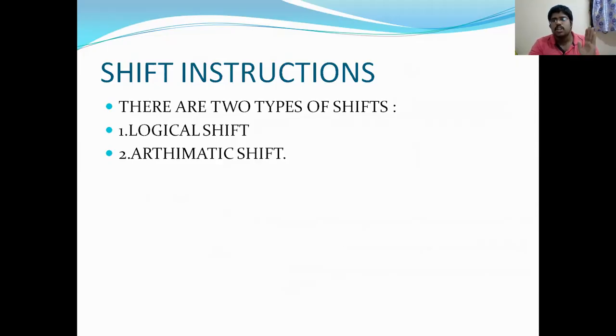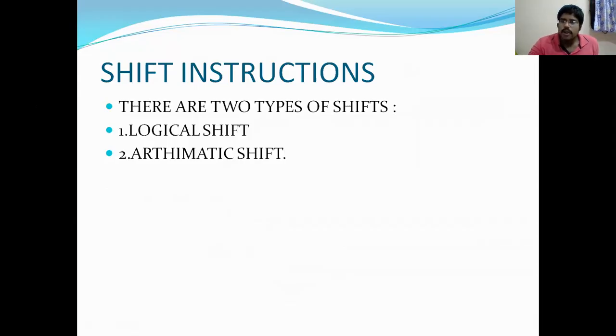Shifting is nothing but moving the bits in a particular register, either from right to left or left to right. That means I may move the bits from the left side to the right side, or from the right side to the left side. Once I explain with an example, you can get a good idea. Initially the shift instructions are classified into two types: logical shift and arithmetic shift. What is the difference between these two? Now we are going to discuss.